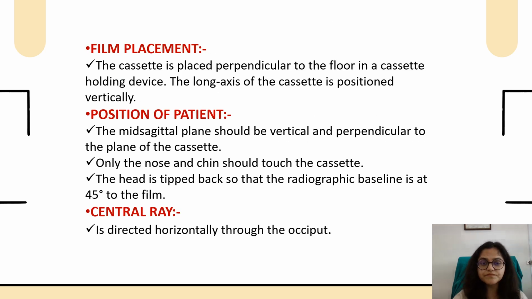fractures. Film placement of 0° OM: the cassette is placed perpendicular to the floor in the cassette holding device and the long axis of the cassette should be positioned vertically. If we talk about the position of the patient, the mid-sagittal plane should be vertical and perpendicular to the plane of the cassette. Only the nose and the chin should touch the cassette. The head is stepped back so that the radiographic baseline is at 45° to the film, and the central ray is directed horizontally through the occiput.